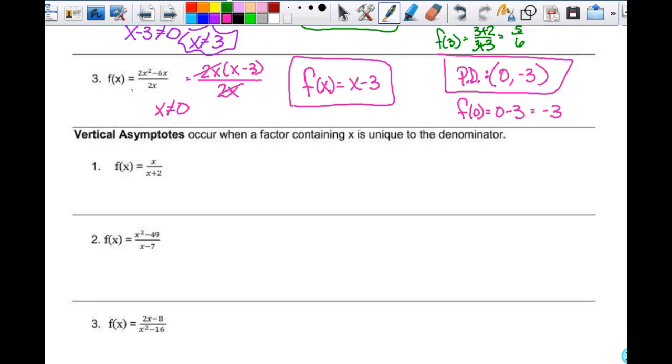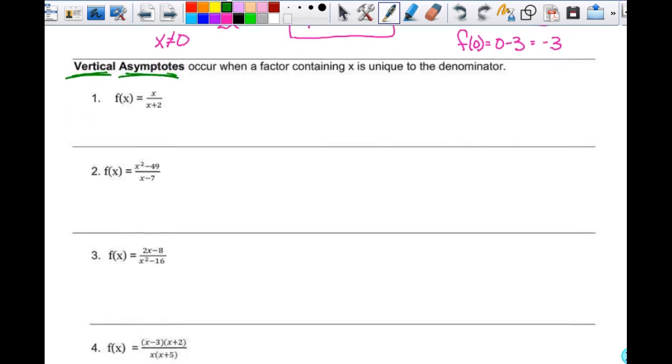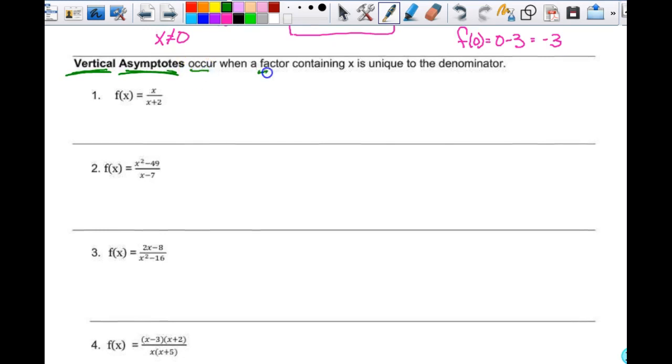Now, vertical asymptotes, which I know you already basically understand because we talked about them on Friday and that was no big stretch for you. So vertical asymptotes occur when a factor containing x is unique to the denominator. Unique to the denominator. Doesn't just mean that I have something in the denominator.